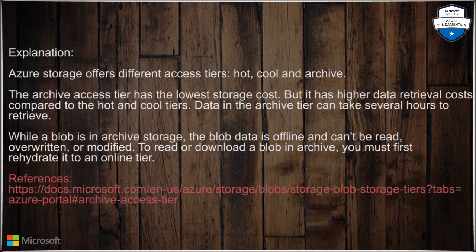Explanation. Azure Storage offers different access tiers: hot, cool and archive. The archive access tier has the lowest storage cost, but it has higher data retrieval costs compared to the hot and cool tiers. Data in the archive tier can take several hours to retrieve. While a blob is in archive storage, the blob data is offline and can't be read, overwritten, or modified. To read or download a blob in archive, you must first rehydrate it to an online tier.